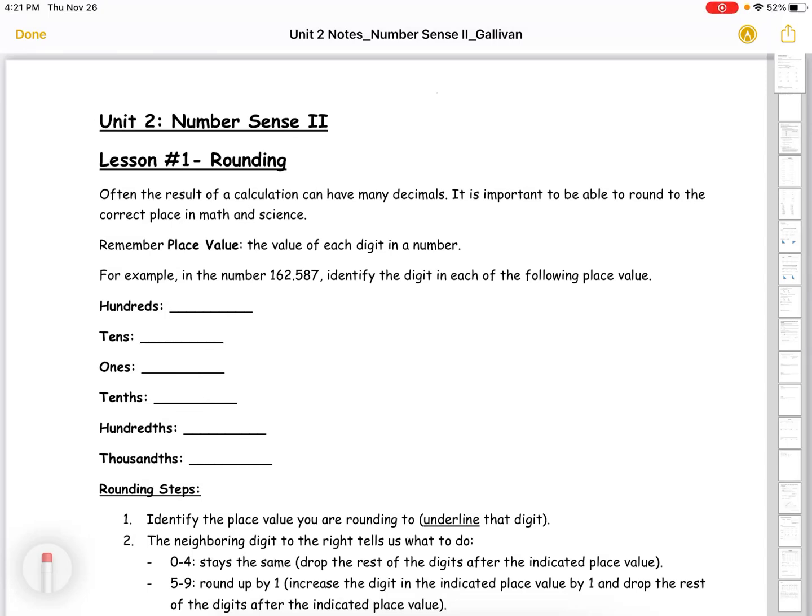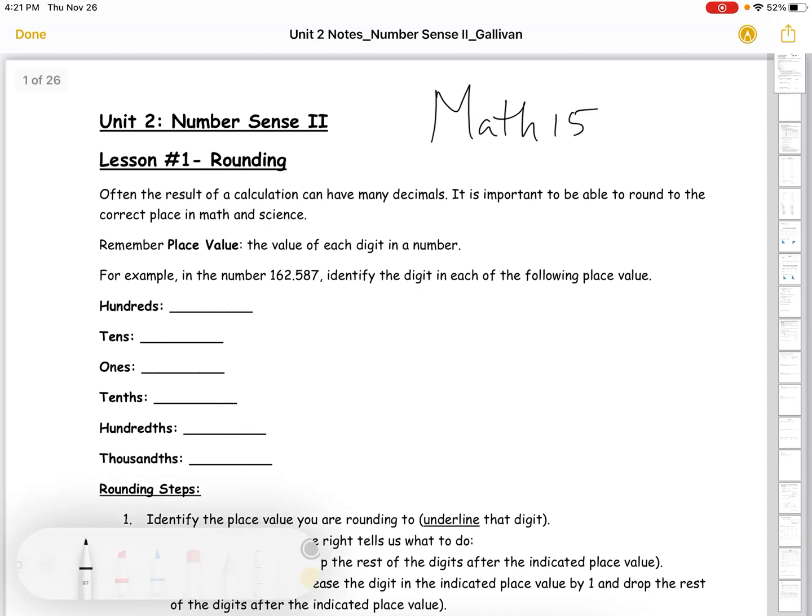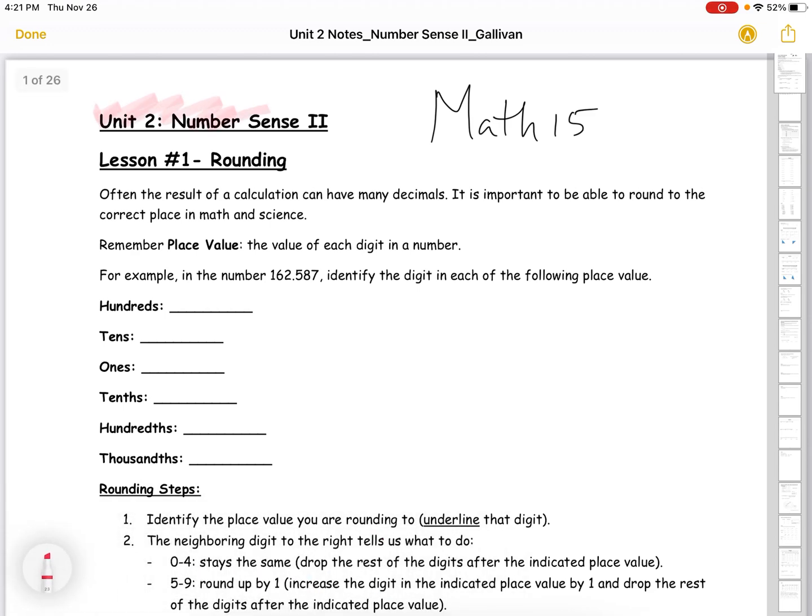All right, so this is Math 15. Math 15. Number Sense 2. Unit 2, and it's Lesson 1, Rounding.